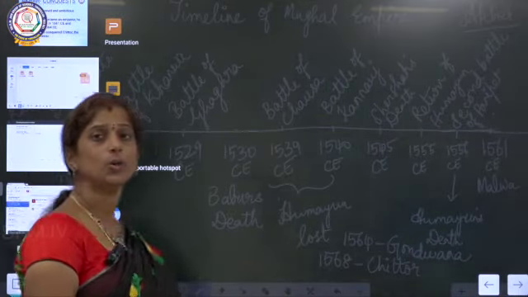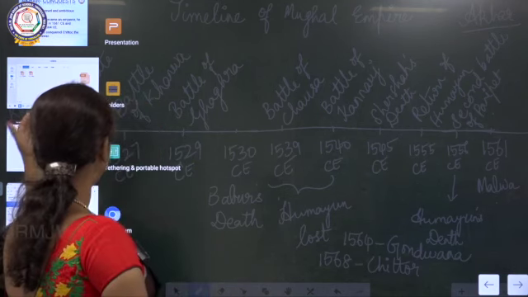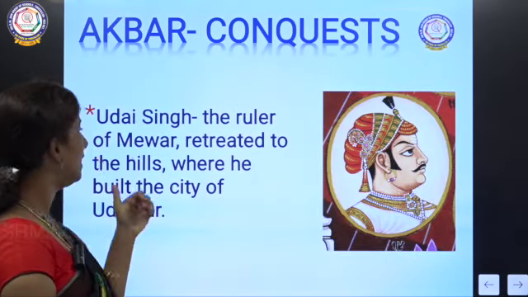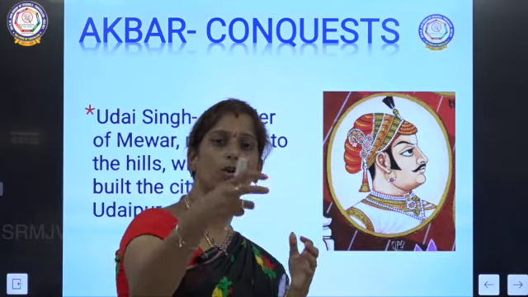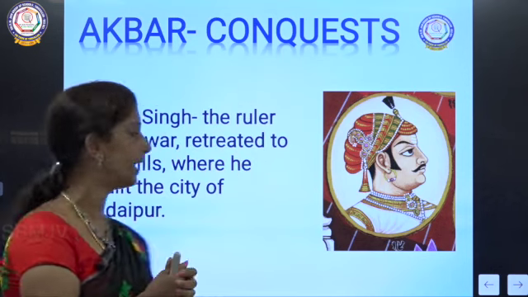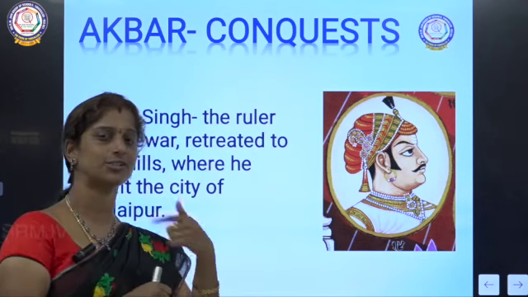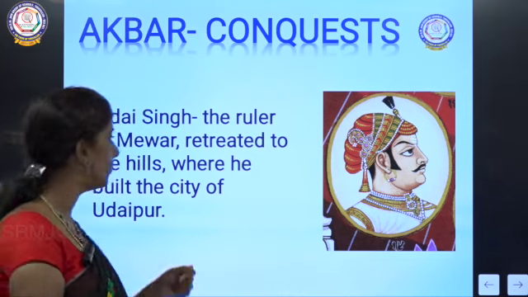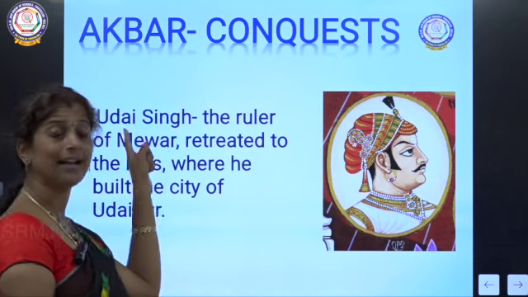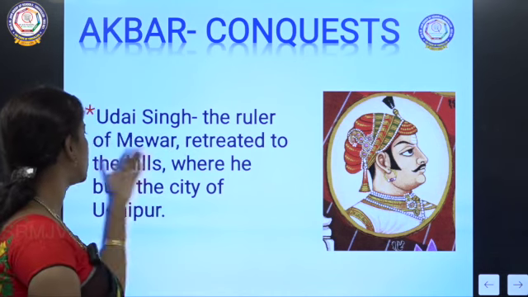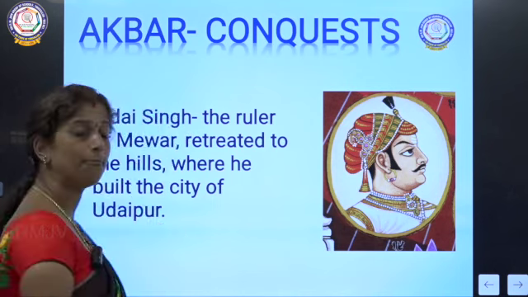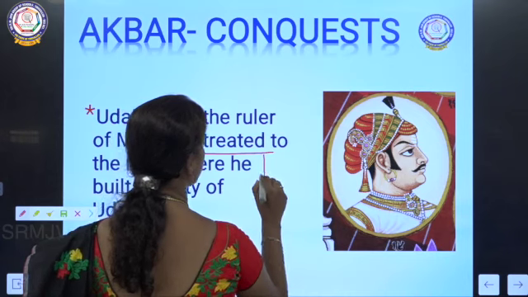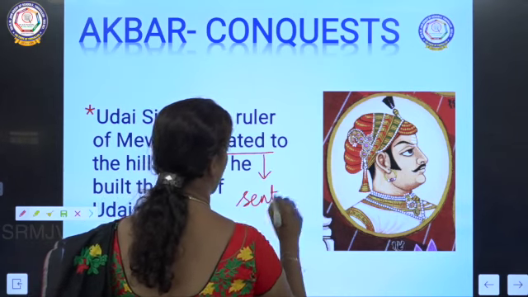After he conquered Chittor, he got control over this Mewar. Uday Singh was the ruler then, a Rajput king. He was the ruler of Mewar and he retreated to the hills where he built the city of Udaipur. Retreated means sent back.